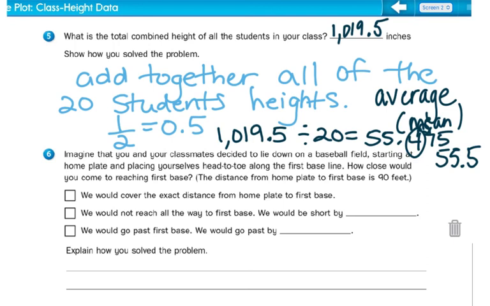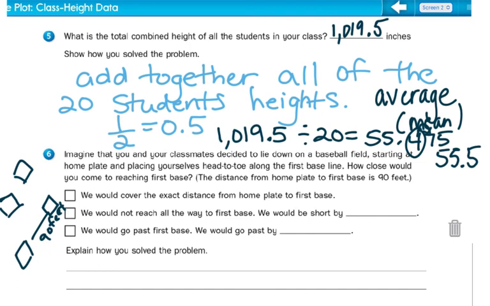Imagine that you and your classmates decided to lie down on a baseball field starting at home plate and placing yourself head to toe along the first baseline. How close would you come to reaching first base? So home plate is there, first base is here, second base, third base. Remember, this is in inches, and here we're talking 90 feet.